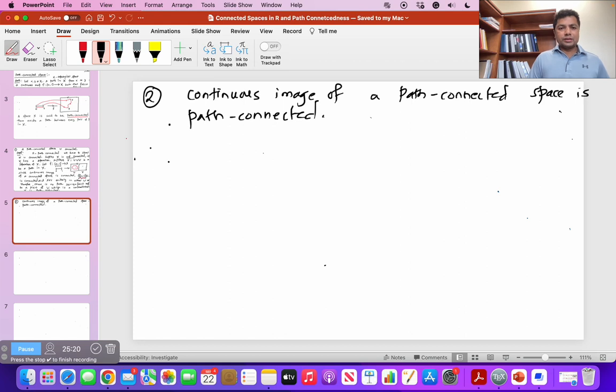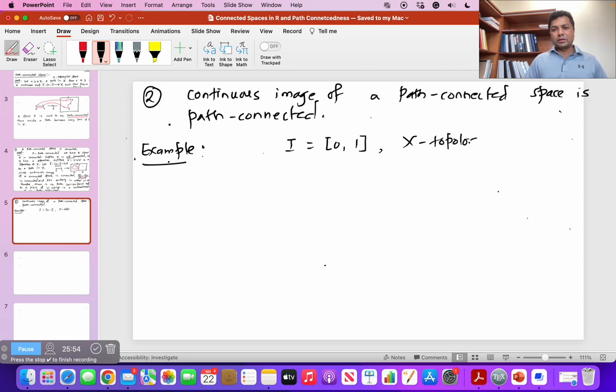Okay, let's start with some examples of paths. I'm going to give you a bunch of examples. Throughout those examples, the uppercase I is this interval [0, 1], because a path is a continuous function from this interval to a topological space. That's why I'm using I for this interval, and X is a topological space.